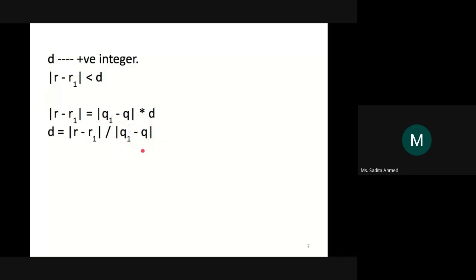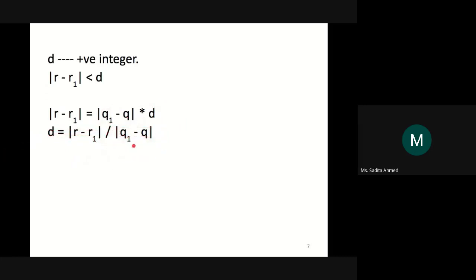Say, for example, D is equal to 10. If the divisor is 10 and the difference between the two remainders, the modulus, if there are two different remainders indeed, let's say this is 5. So D is equal to 5 divided by what? How will you get to 10 when the numerator is 5? Only and only if the denominator or the divisor is what? 0.5. 0.5, exactly.